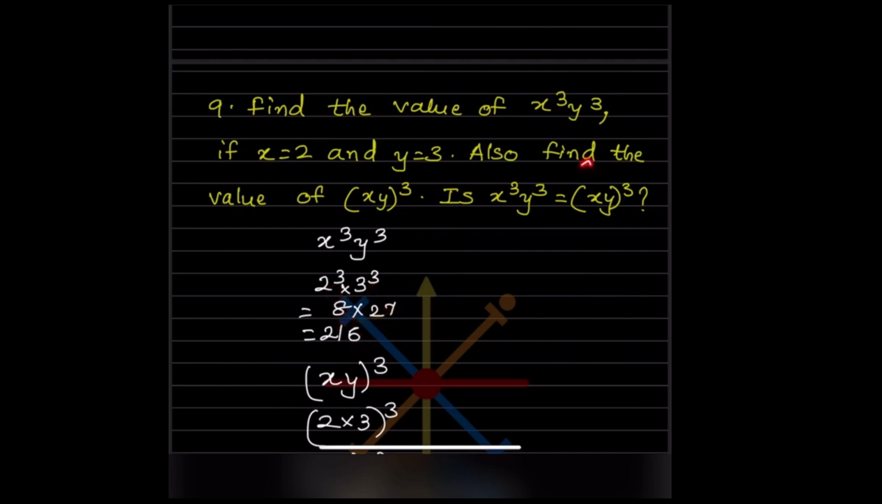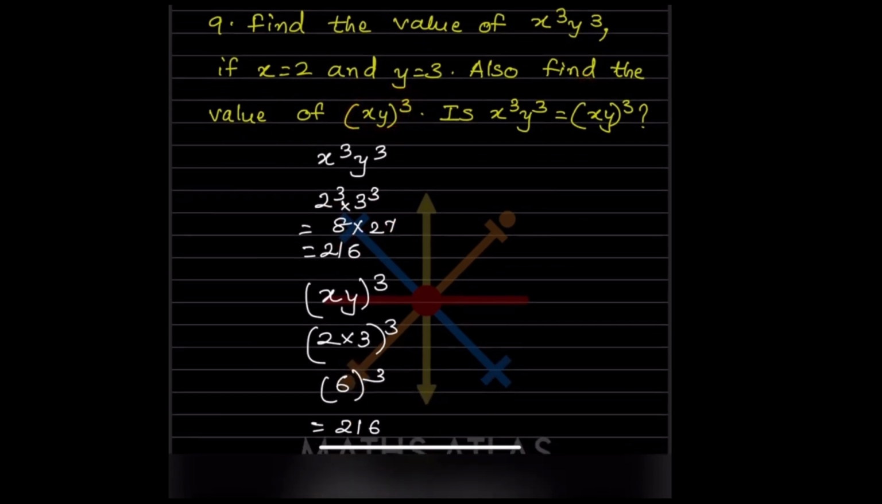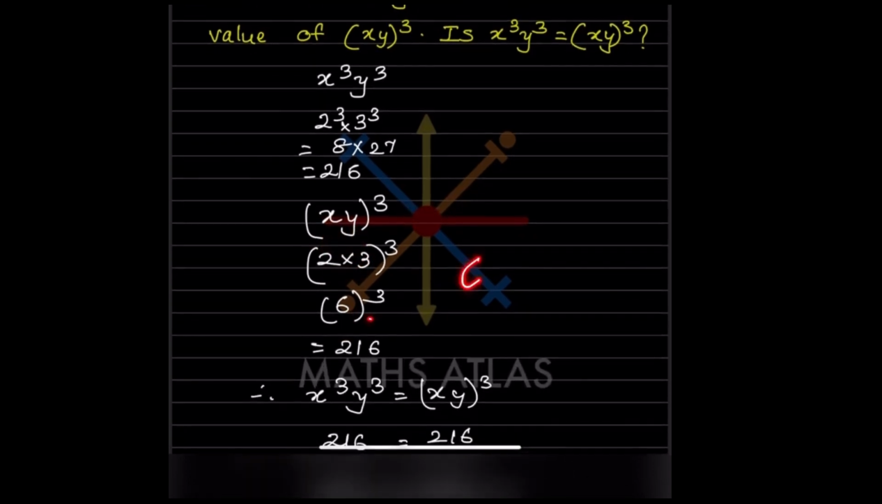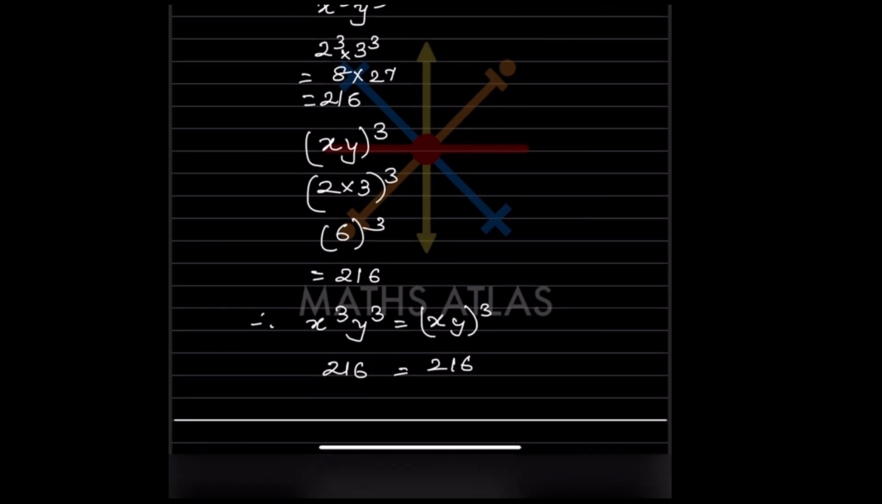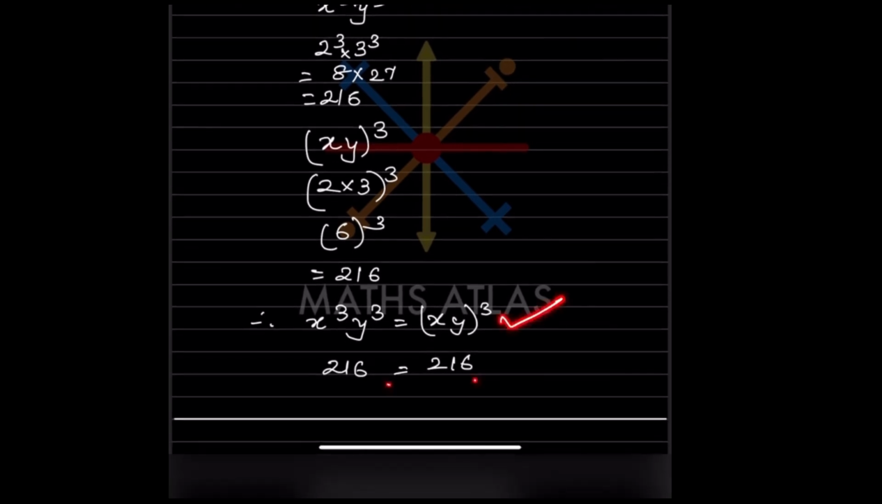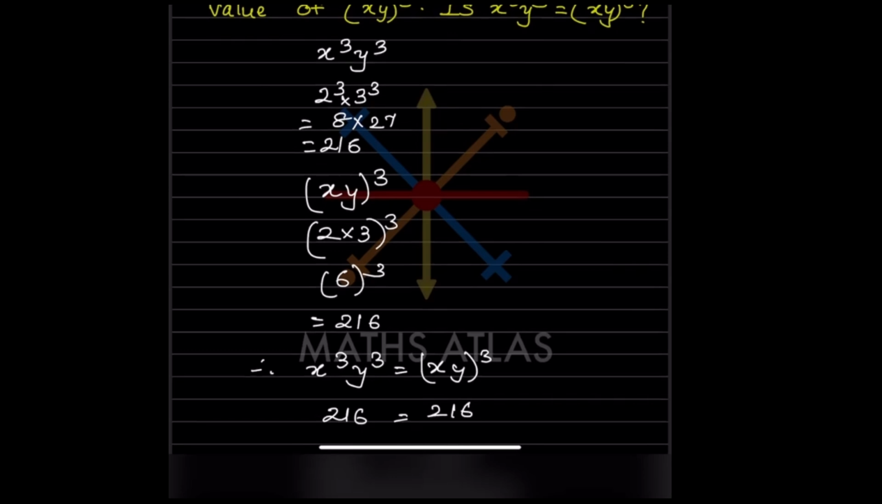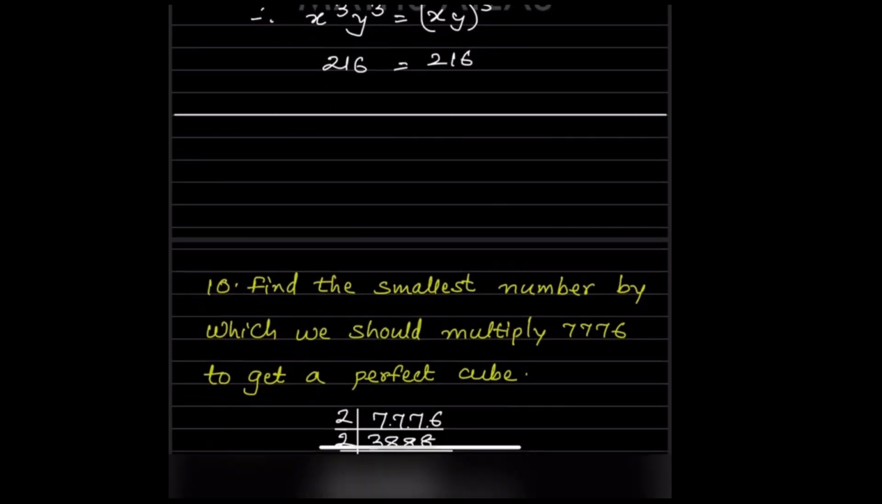So now we will see for this one, (xy) cube. So x is 2 given, y is 3 given. So this is going to be 3 2s are 6 cube. 6 cube means 6 into 6 into 6. 6 6s are 36 and 36 6s are 216. So what you can see is that both the places, that is 216. So we can say x cube y cube is equal to (xy) whole bracket cube. So this is right, 216, 216. Both are the same.